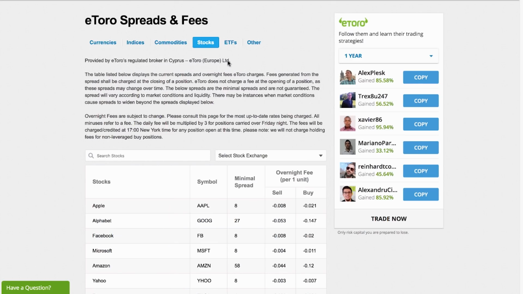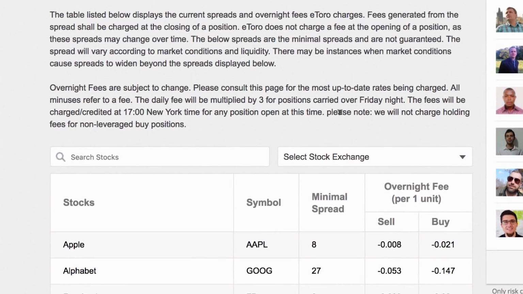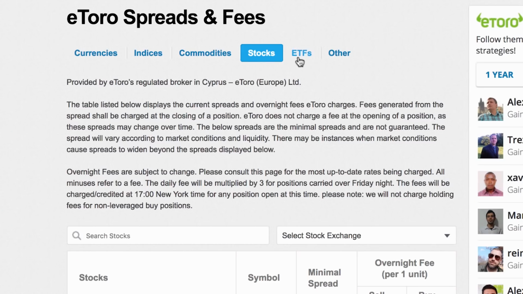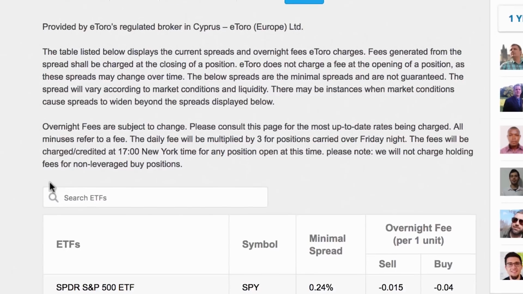Some things, stocks for instance, please note we will not charge holding fees for non-leveraged buy positions. So when you buy a stock and you don't use leverage, you don't get charged these. When you buy an ETF as well, they do not charge holding fees for non-leveraged positions. So if you buy an ETF and you don't use leverage, you won't get charged them, which means you can hold on to them for a long time.